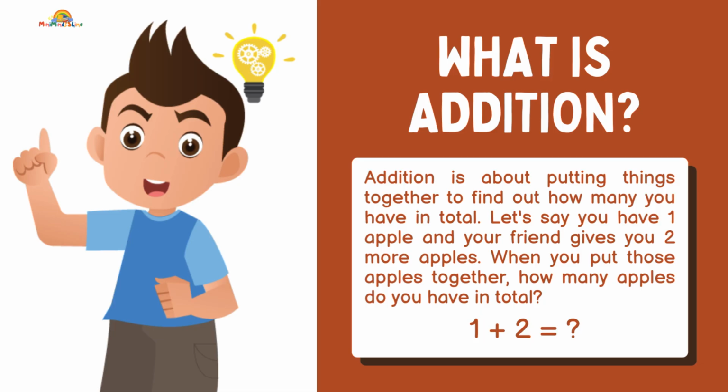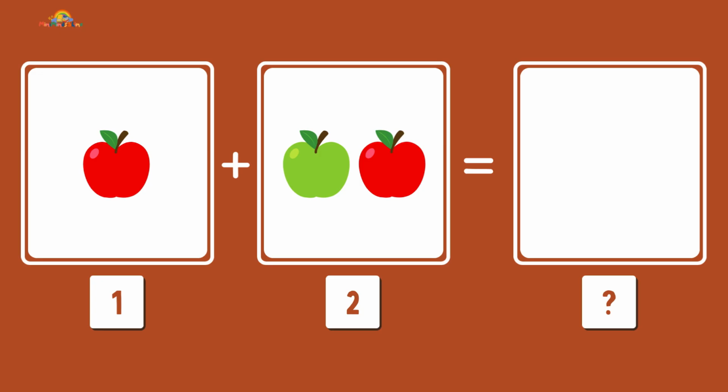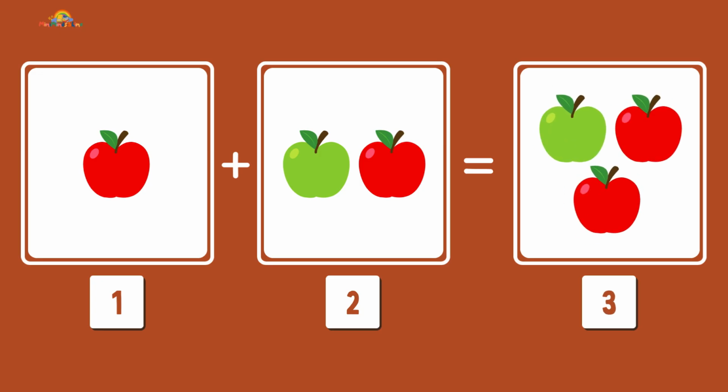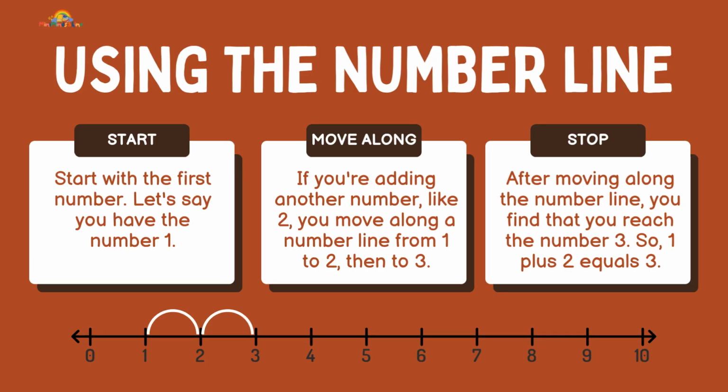Addition is about putting things together to find out how many you have in total. Let's say you have 1 apple and your friend gives you 2 more apples. When you put those apples together, how many apples do you have in total? There are 3 apples.